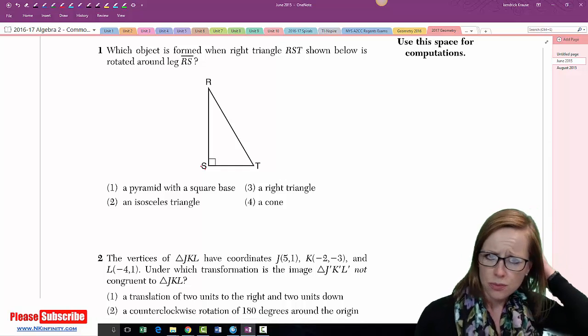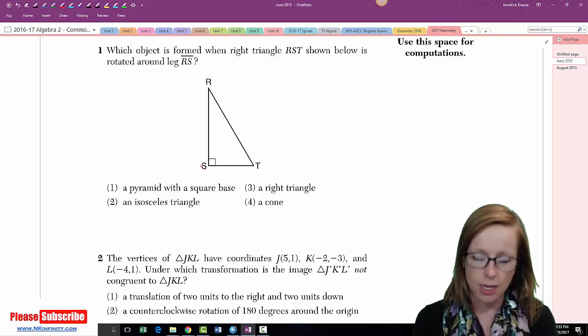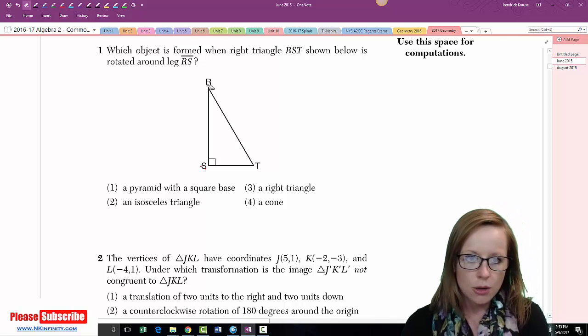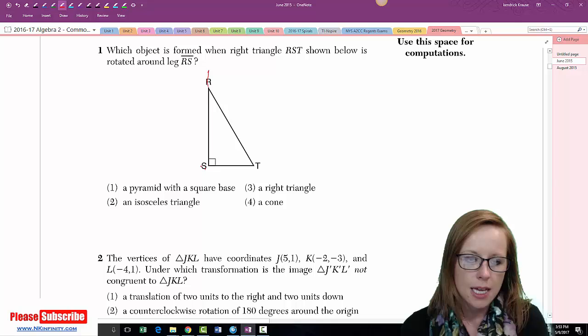Question number 1. Which object is formed when right triangle RST shown below is rotated around leg RS? So to the best of my drawing abilities, which you're going to have to bear with me for a few minutes, I'm going to pretend that this is a line that I'm spinning around, right? This whole line. So I'm going to spin around that.